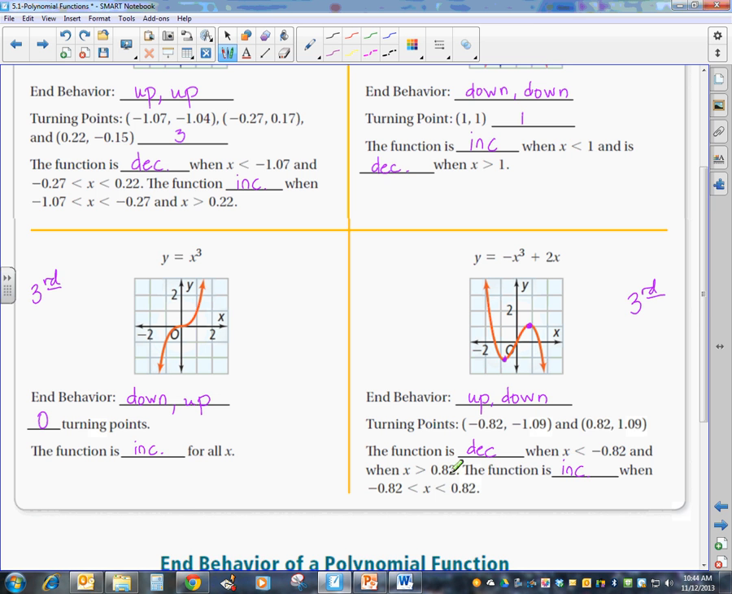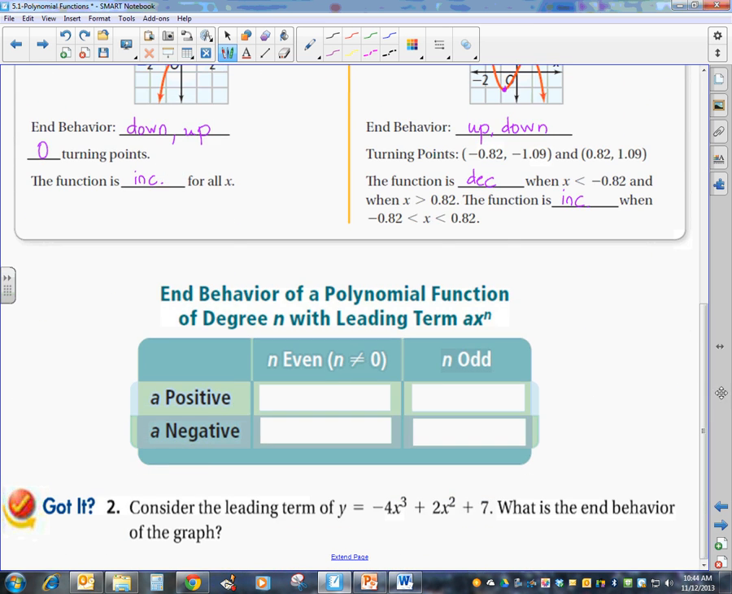Okay, so in summary, we've just looked at 4 graphs, and here's a little chart to help you remember. The key thing you want to remember is whether your degree is even or odd. If it's even and positive, then it goes up and up. It's like a parabola, so the arrows are going up and up. And if I put a negative on a, which tells me about my leading coefficient, then my parabola is going down and down.